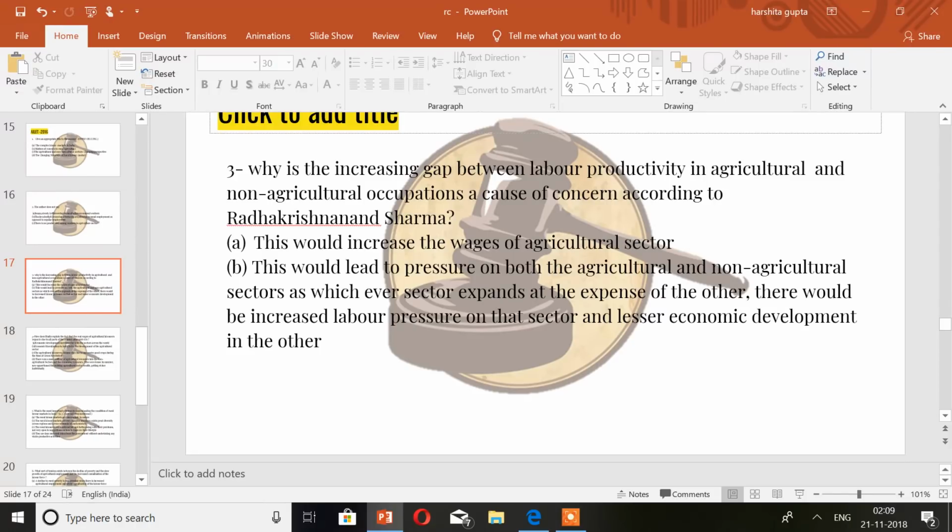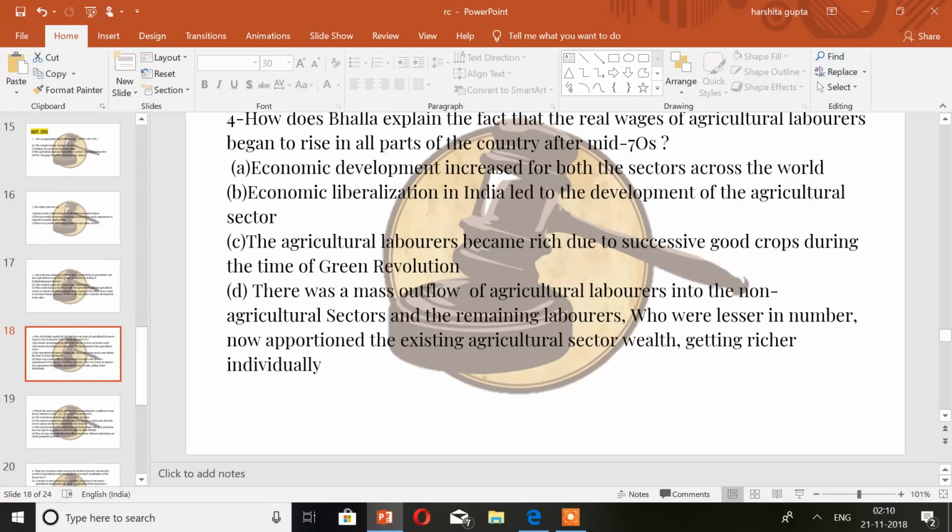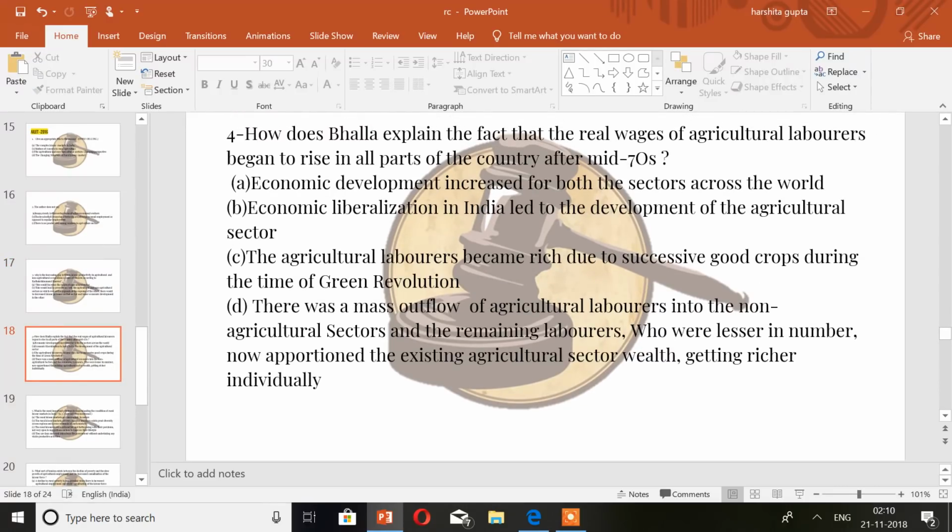As one sector expands at the expense of the other, there would be an increased labor pressure on that sector. When labor moves from one sector to another, the sector that it is leaving will be left without any labor, so it will not develop. So this question can be easily solved if you just read option B. It makes logical sense. Now we move on to question 4.